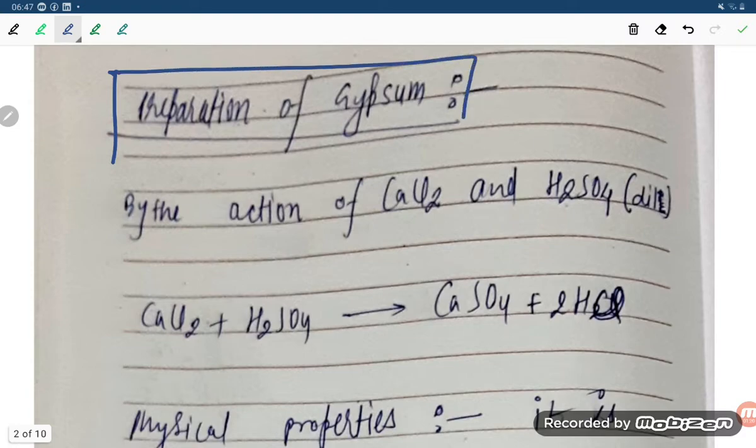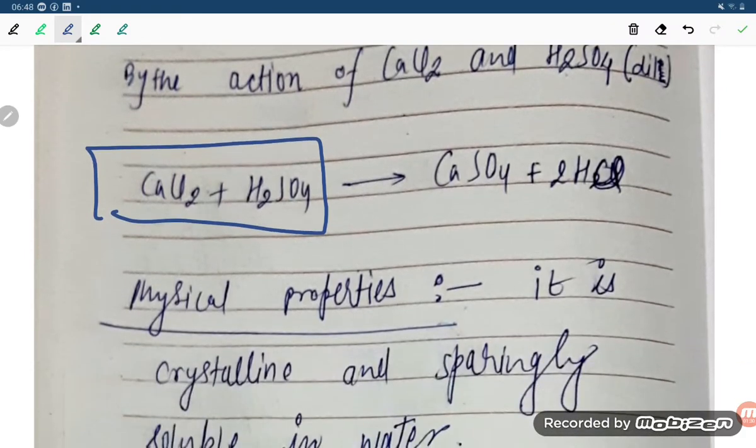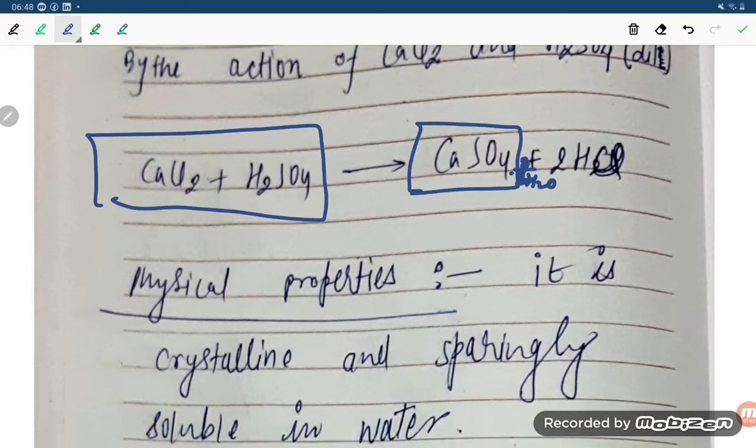How can you prepare gypsum, students? The preparation of gypsum is very easy. You take calcium chloride and add dilute sulfuric acid, so you will get calcium sulfate. In the hydrous case it looks like anhydrous, but the moisture is also there: 2 H2O, students, 2 H2O.